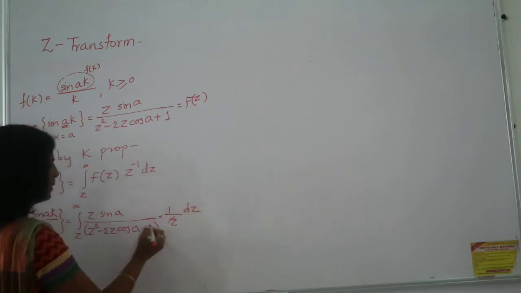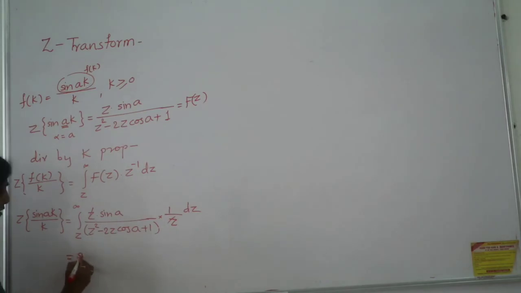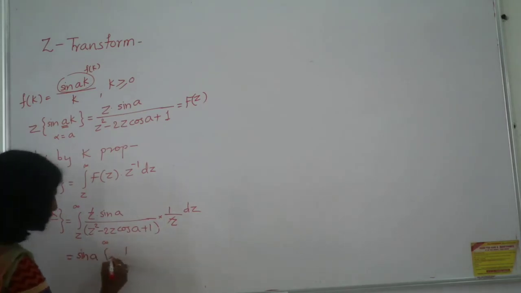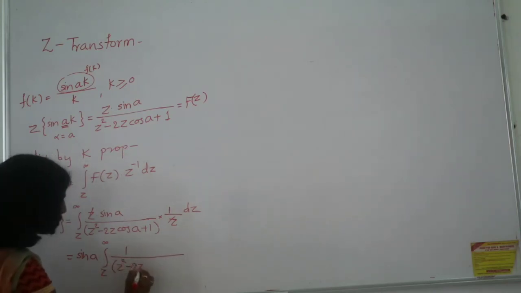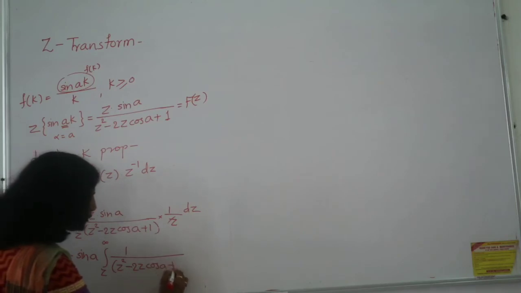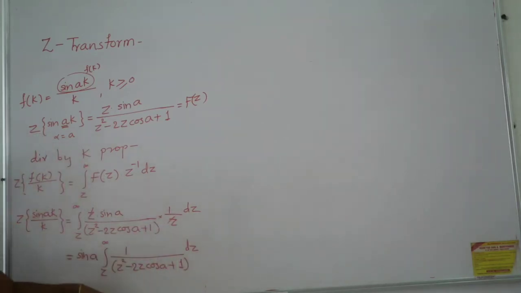So what will happen? Z and Z being variable, they will get cancelled. Sin a is constant, I have taken it out. So from z to infinity, it is simply 1 upon z square minus 2z cos a plus 1. This is the value remaining. Now it is not any standard formula, but you have to evaluate this integration, and when you evaluate this integration, then only you are going to get the answer. If not, then it is a problem.